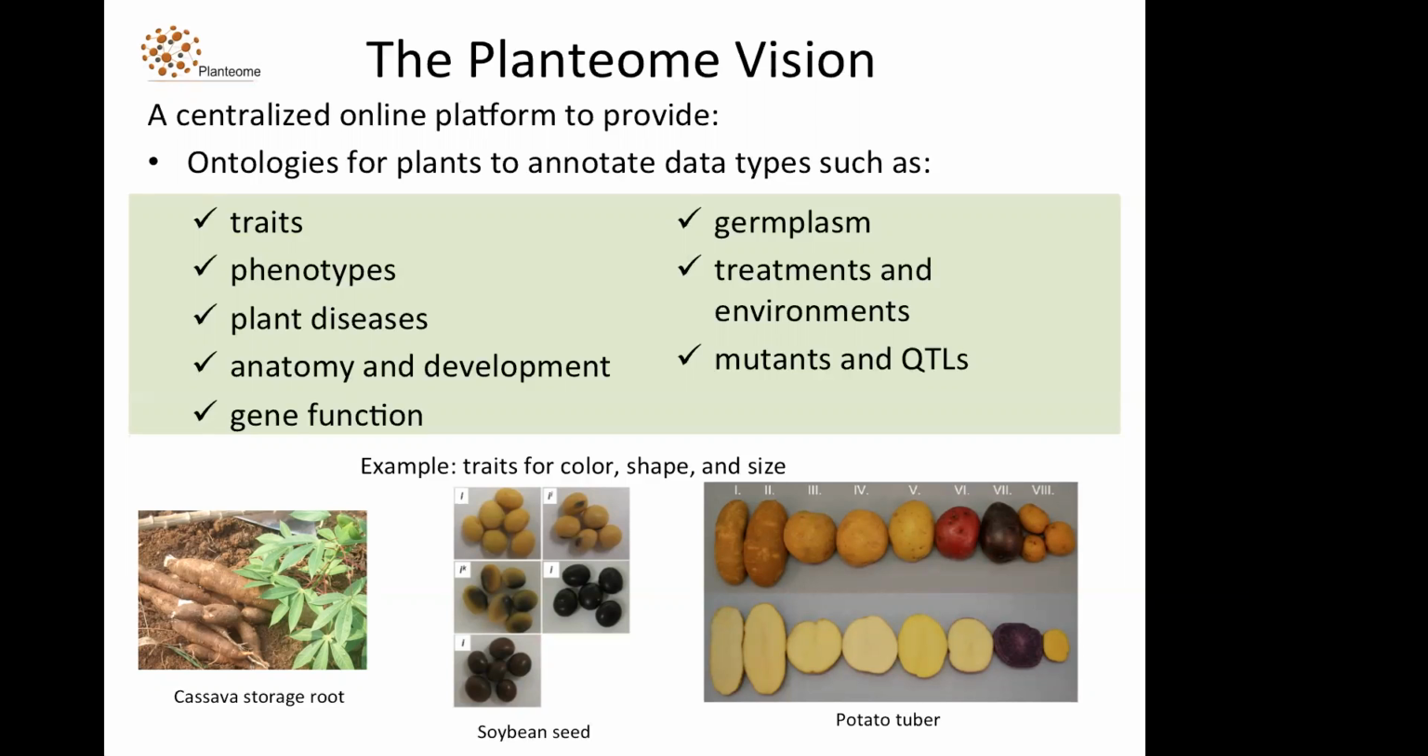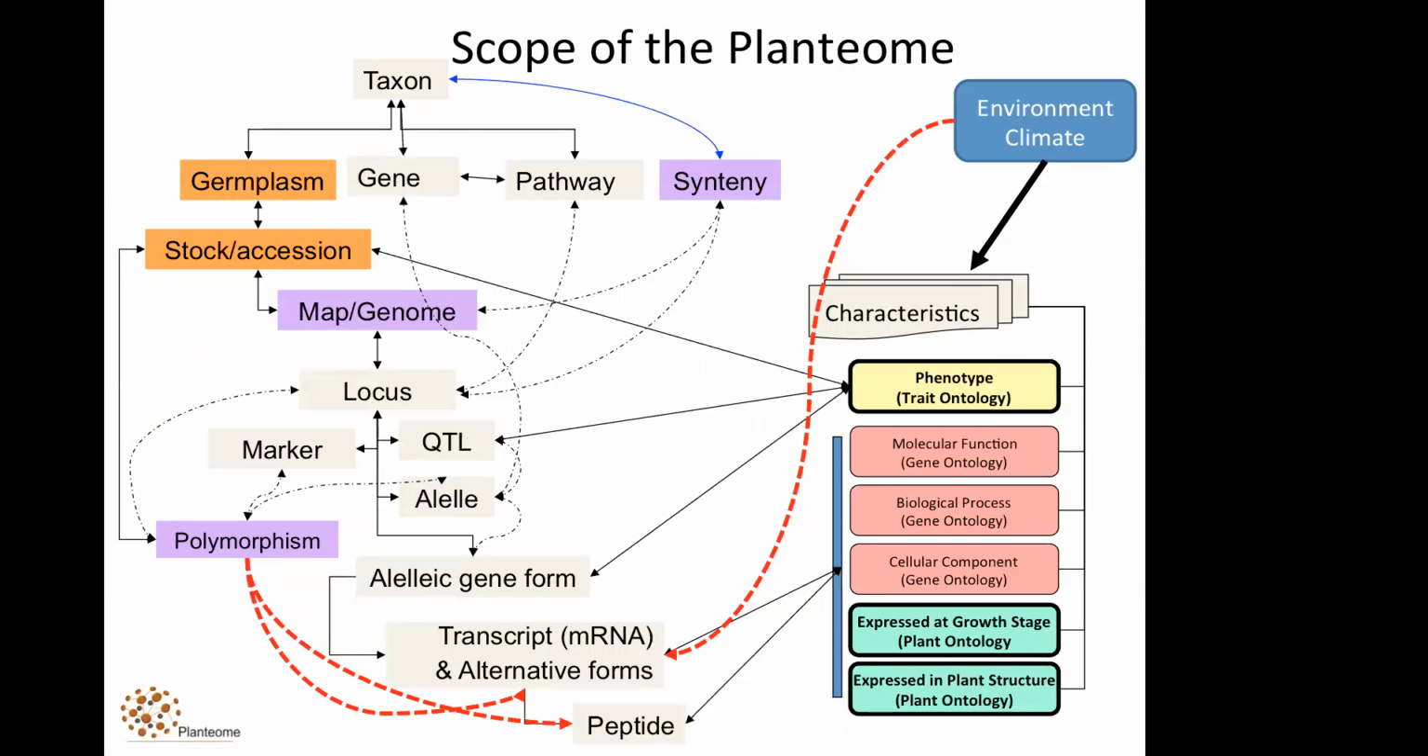You can see these three different types of plant materials are very different in their anatomy. We have an example of cassava storage root, soybean seeds with different colored seeds and different patterns on them, and then potato tubers, which have different colors, different internal characteristics as well, different colored skin and different colored flesh. So it's challenging to cover all these different types of data, and the scope of the Planteome is quite broad.